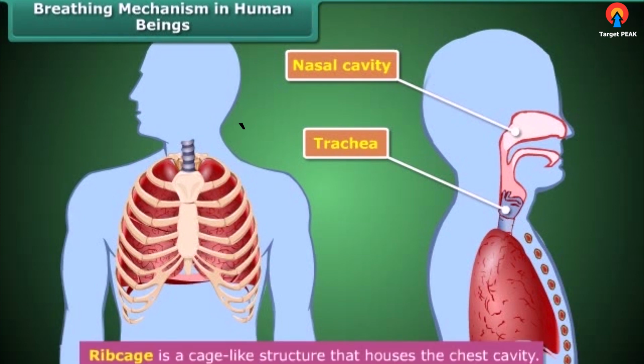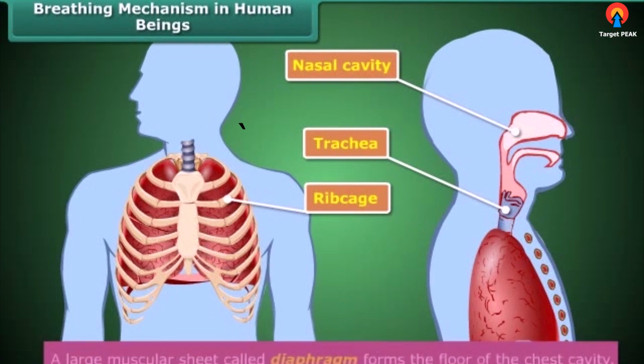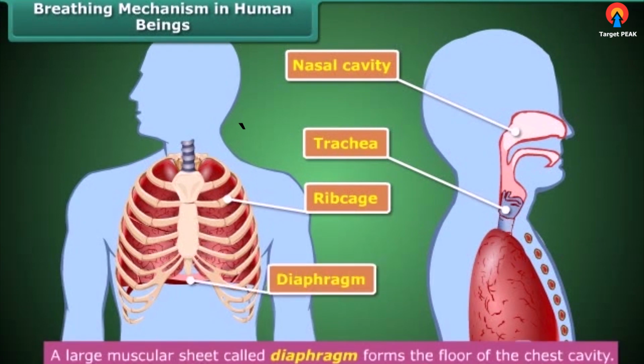This cavity is surrounded by ribs on both sides. These ribs form a cage-like structure called the rib cage. A large muscular sheet called the diaphragm forms the floor of the chest cavity. The rib cage and the diaphragm show movements during inhalation and exhalation.